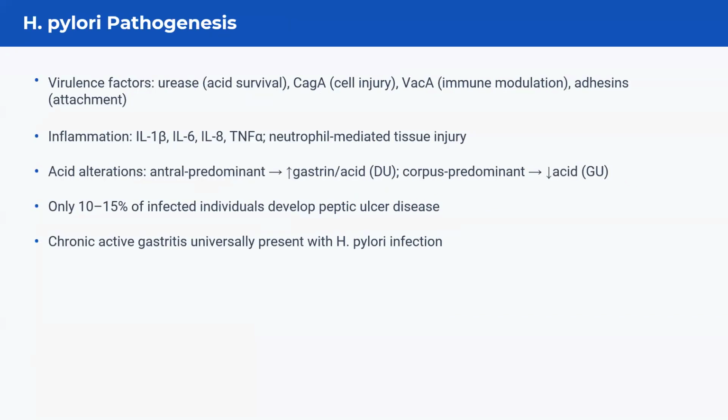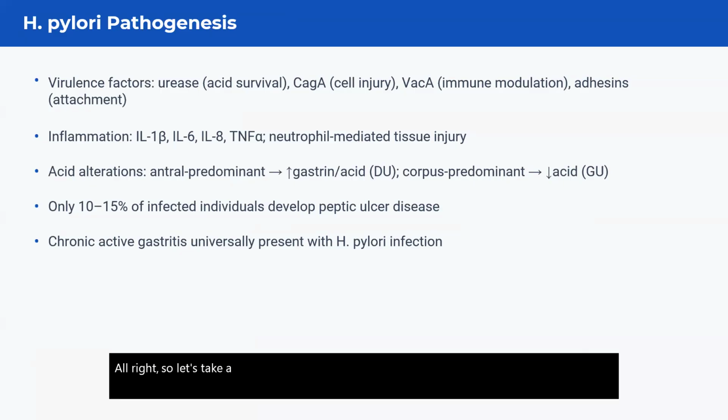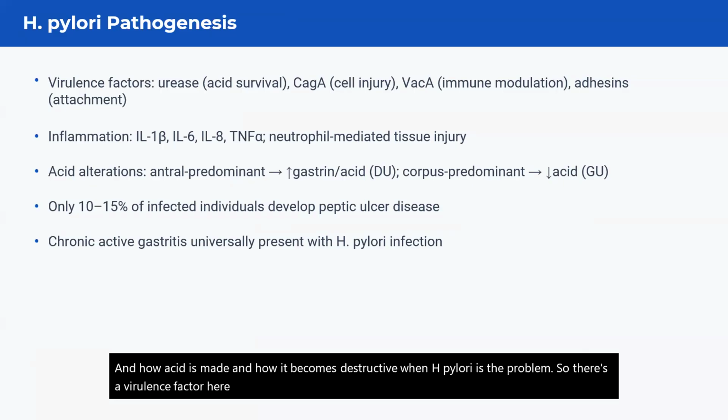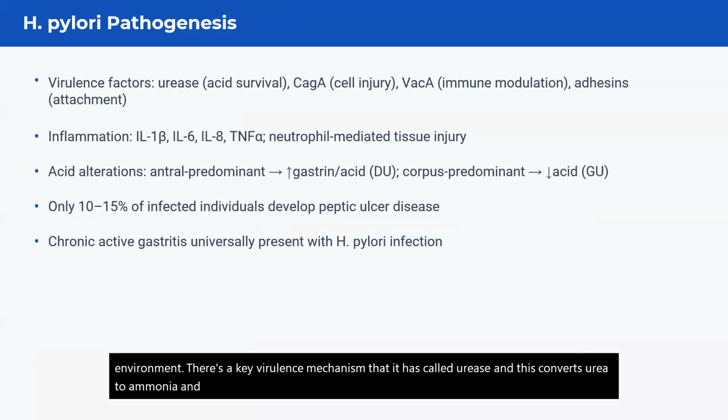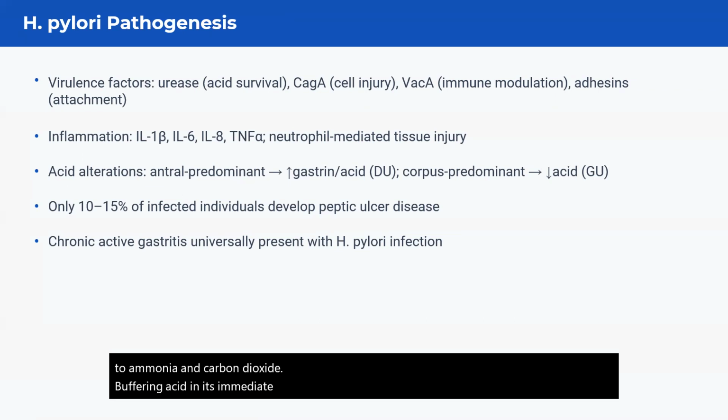All right, so let's take a look now at how acid is made and how it becomes destructive when H. pylori is the problem. So there's a virulence factor here. H. pylori is uniquely adapted to survive in the stomach's acidic environment. There's a key virulence mechanism that it has called urease, and this converts urea to ammonia and carbon dioxide, buffering acid in its immediate surroundings and allows survival near the gastric epithelium. So what it's doing is it's creating an environment where it can replicate.